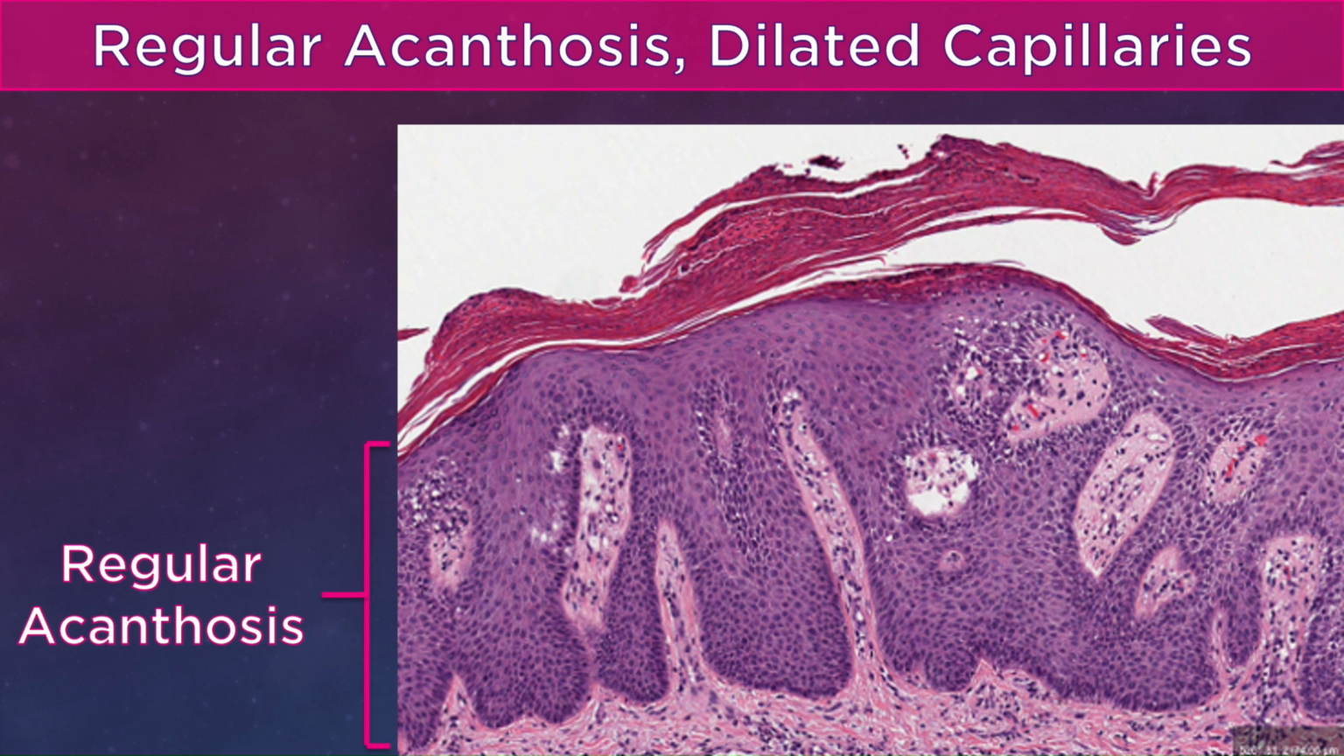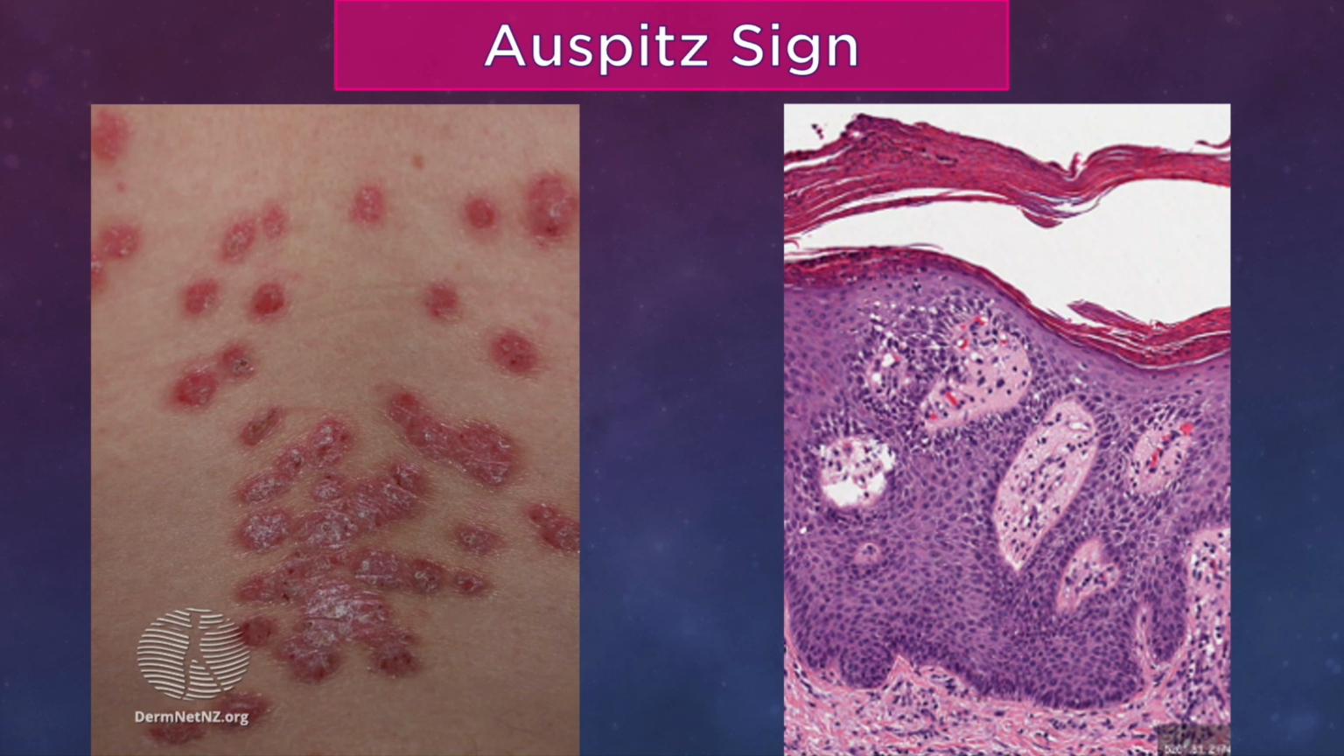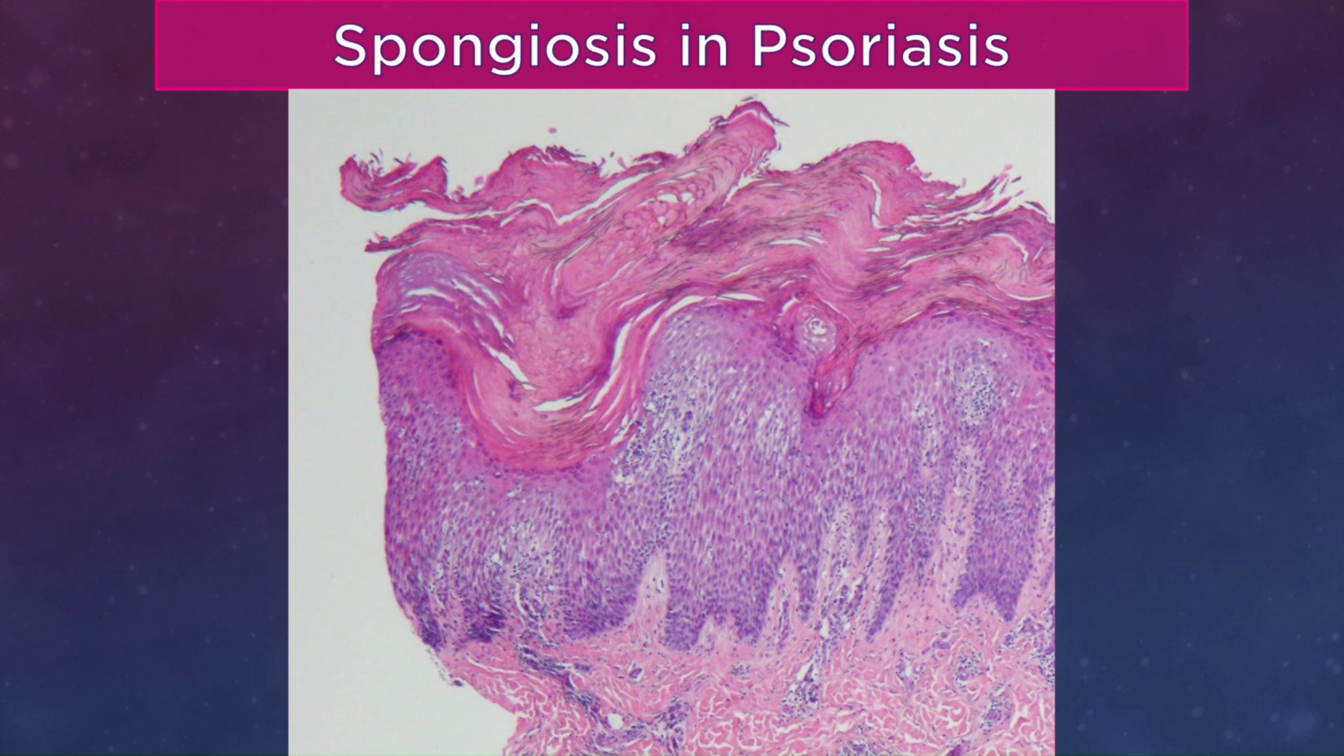Not only is the epidermis acanthotic, but it is thin over the dermal papilla, which contains dilated capillaries. These capillaries are exposed during the Auspitz sign when scale is removed, leading to pinpoint bleeding. And one thing we don't classically see in psoriasis is spongiosis, which is epidermal edema typically seen in eczema. But spongiosis may be present in some cases, especially early on.